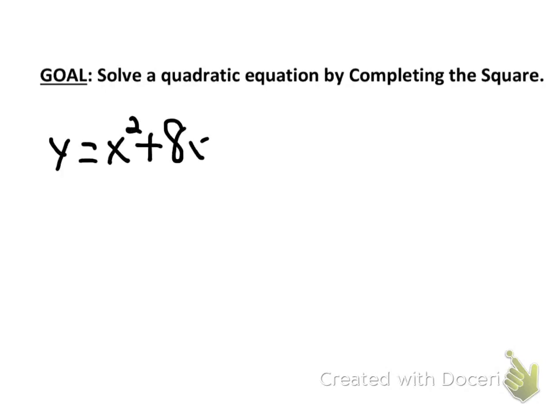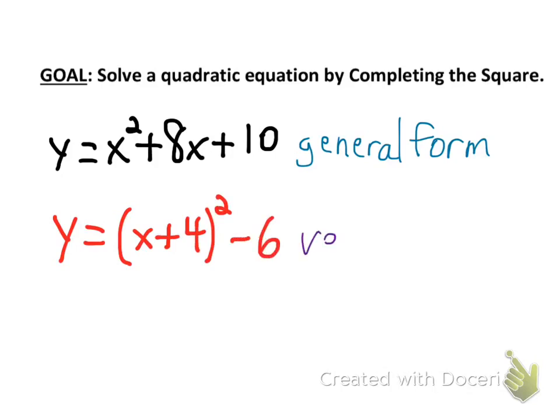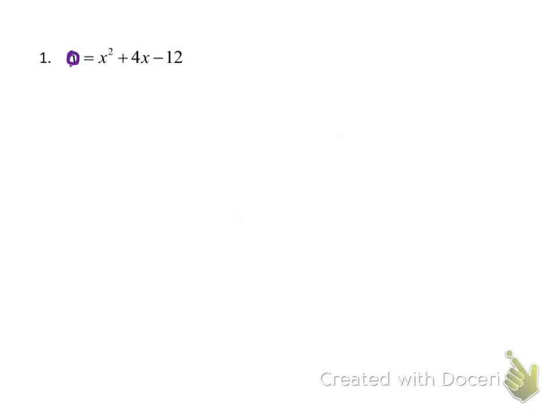Previously we used completing the square to take an equation that was written in what we called general form, and write our quadratic in what we called vertex form. So we're going to use those same rules, that same process, but now we're going to actually solve the equation. The first thing that we need to do is set our equation equal to 0.